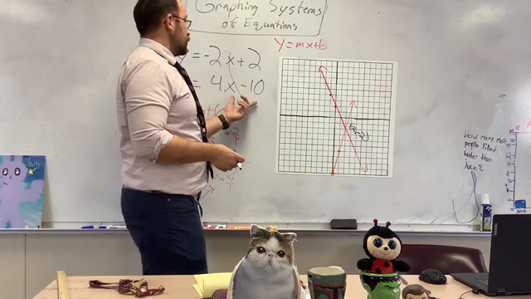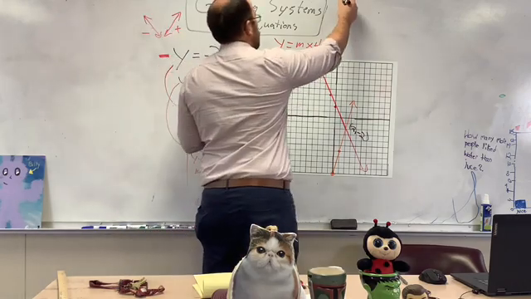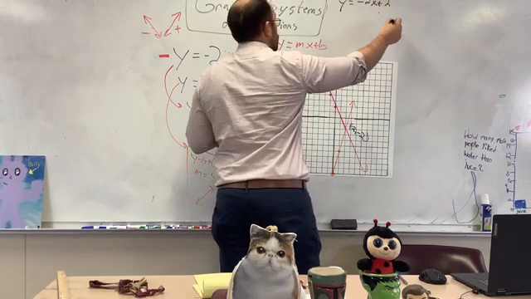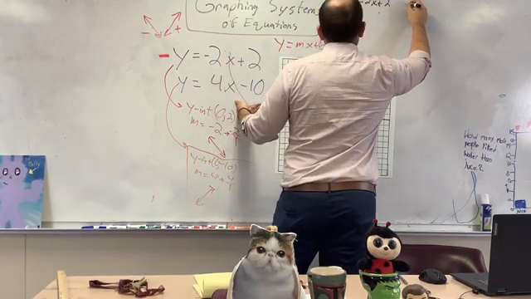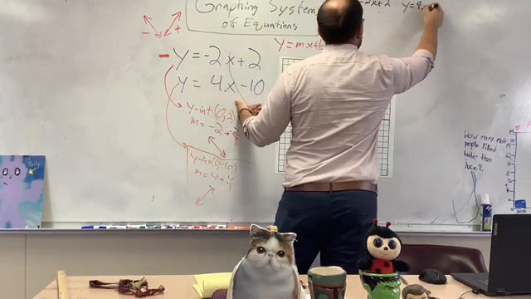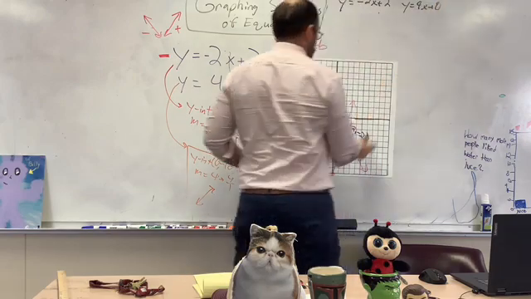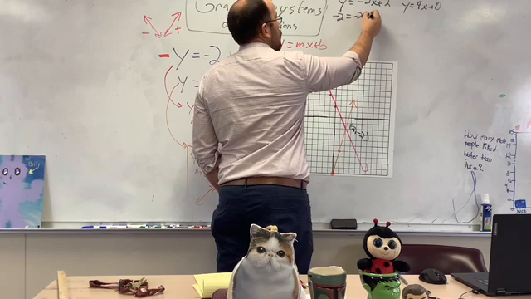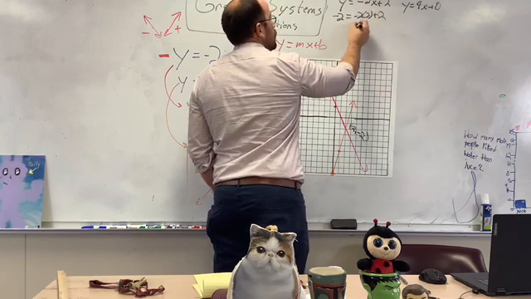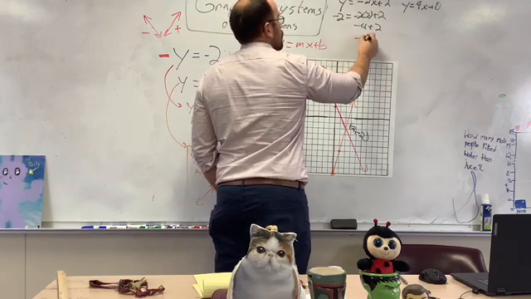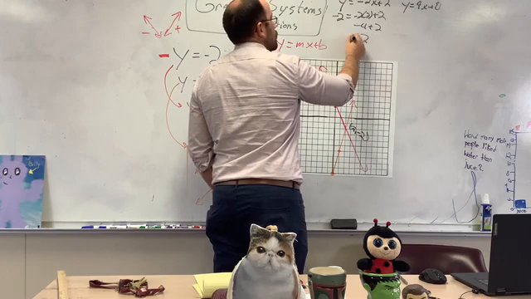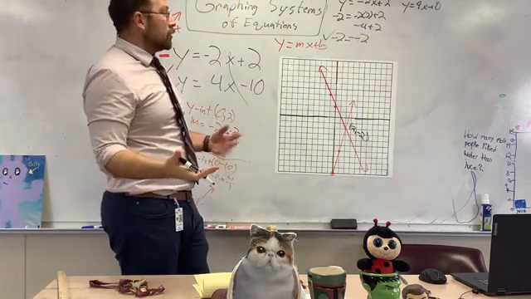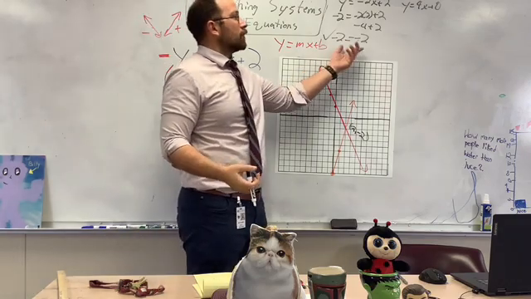Alright, so let me check it just to make sure. So y equals negative 2x plus 2, and then y equals 4x minus 10. All I'm going to do is plug in 2 for x. Negative 2 equals negative 2 times 2 plus 2. Negative 4 plus 2, negative 2. Negative 2 equals negative 2. Correct. So that says (2, -2) is a solution for this first one.